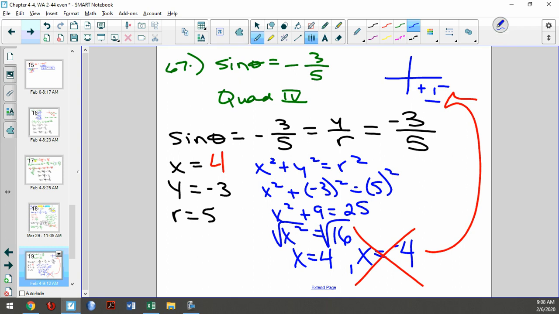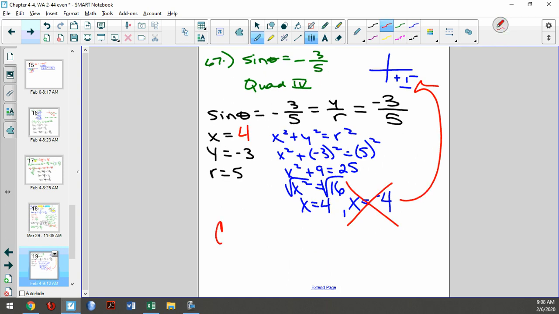All right, well now I have a lot of information. I can do any of those remaining trig functions. It wants me to do cosine of theta. So the cosine of theta is your x over your r. So what is x? And what is your r? So you are done and you have 4/5. Do we understand how I expect you to do 67 through 74? We good? Yes?